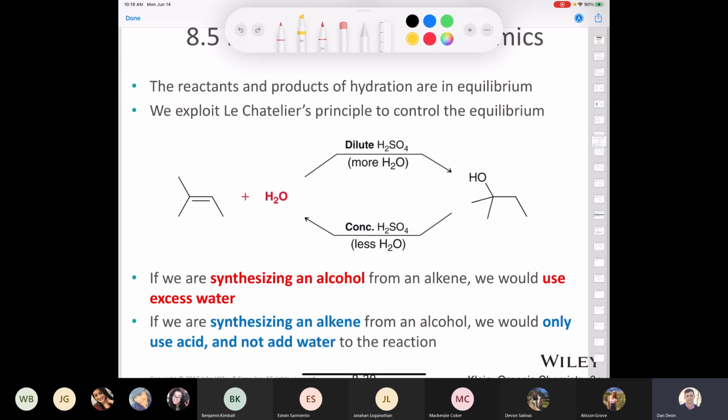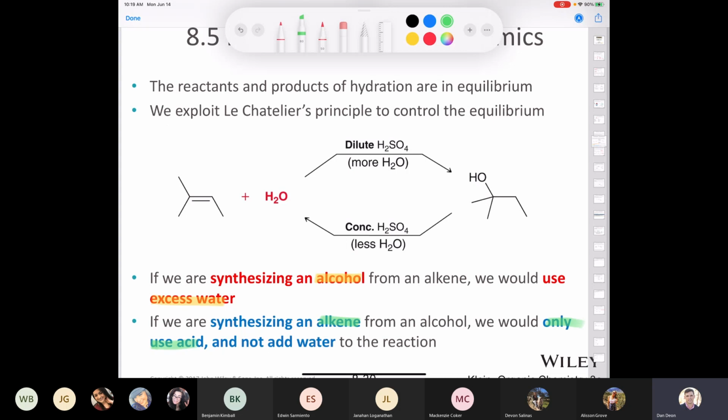So we can simply use Le Chatelier's principle to control whether we want the alcohol or the alkene. So again, if we want the alcohol, we use excess water, and when we want to make an alkene, we would use only acid. We would not add water, so we would use the most concentrated acid we could find.